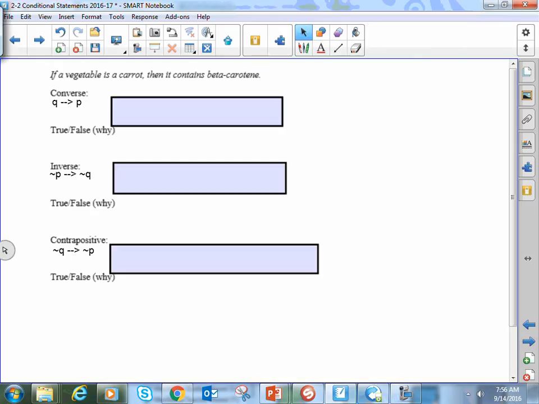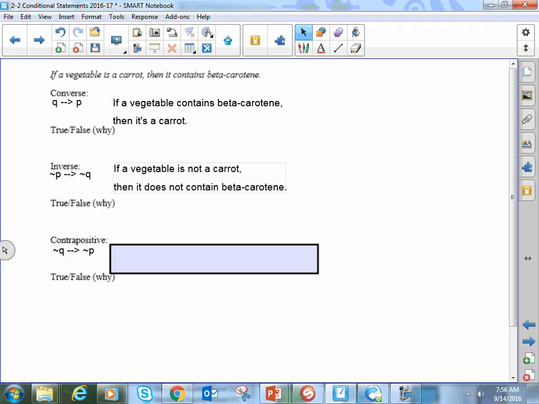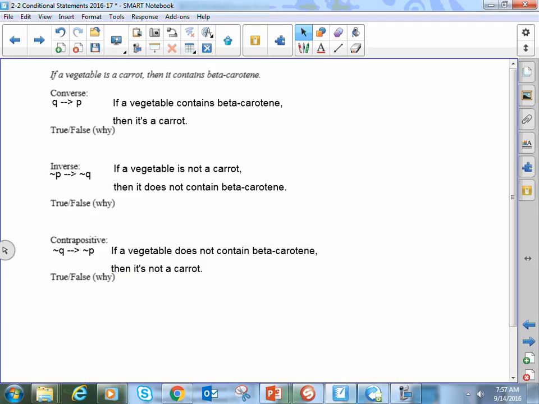So I'm going to presume everybody's done what I'm asking you to do, so let's take a look at the converse. Remember the converse, we changed the order of the hypothesis and conclusion. So we get a statement that says if a vegetable contains beta carotene, then it's a carrot. The inverse statement negates the hypothesis and conclusion, keeping them in the same order. So we wind up with a statement that says if a vegetable is not a carrot, then it does not contain beta carotene. And finally, the contrapositive, we negate the hypothesis and conclusion and reverse the order. We wind up with if a vegetable does not contain beta carotene, then it's not a carrot.